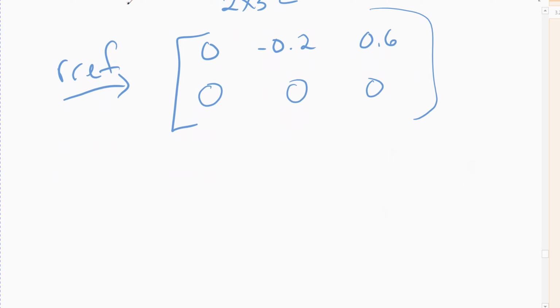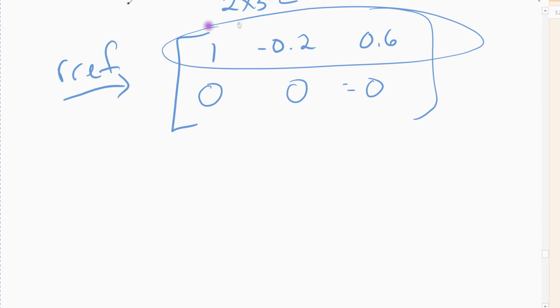Alright, so there's the 0 equals 0, which is true, and I left off a very important piece. This should have been 1, not 0. Should have been 1, negative 0.2, 0.6, then the zeros. And so again, this is where I'm going to get my solution. This just means it's true. So we get x minus 0.2y equals the constant 0.6.